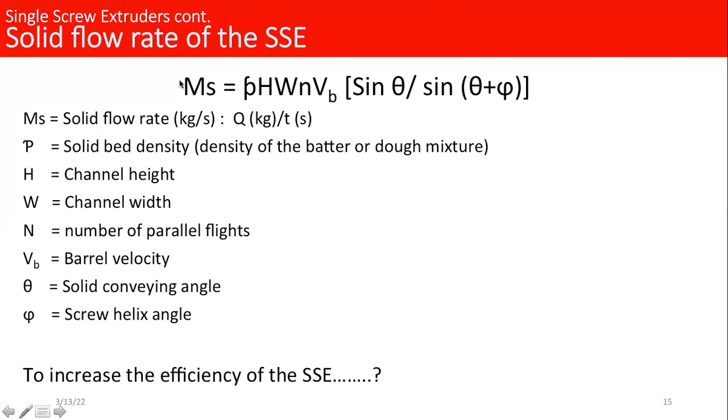So we are going to increase the efficiency of this particular extruder. So how to change these factors, right? Increasing efficiency means increasing the flow rate. So we have to increase the flow rate. So these are the responsible factors: channel height, channel width. So we can increase these.